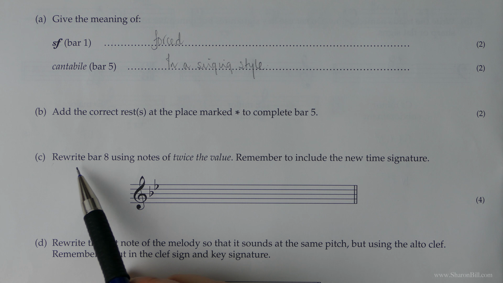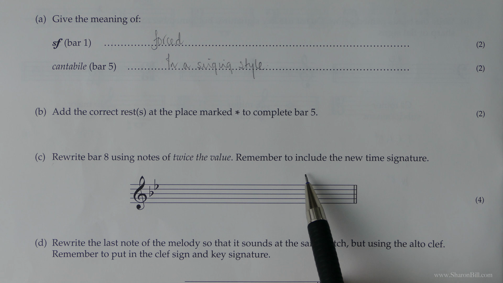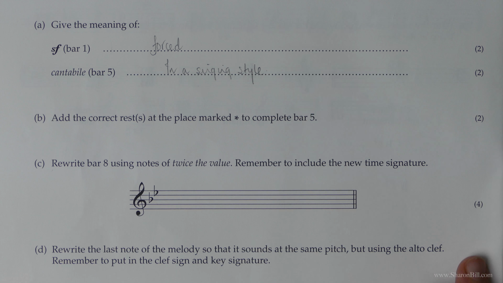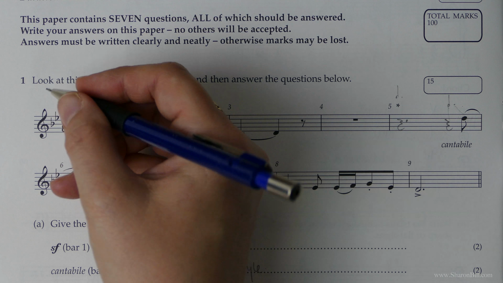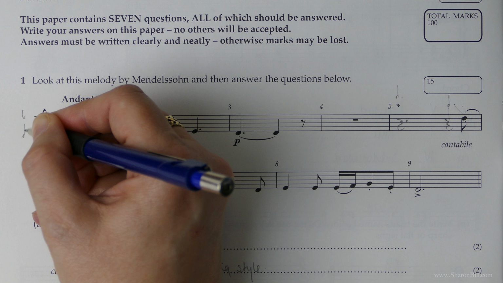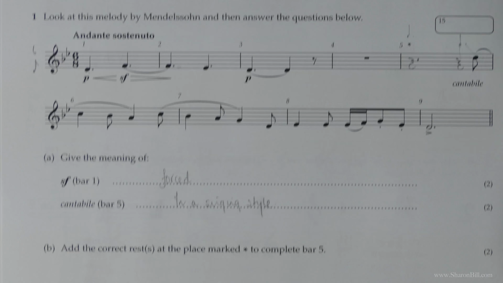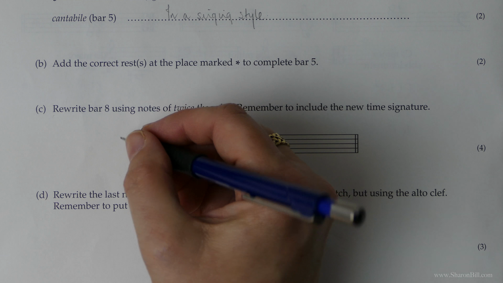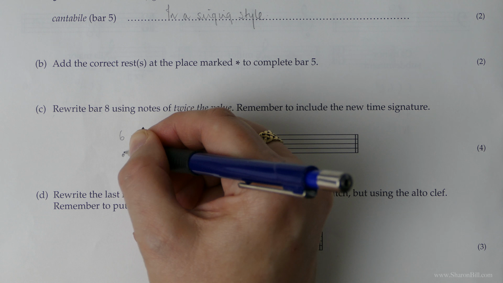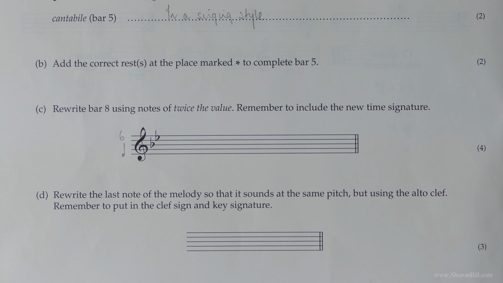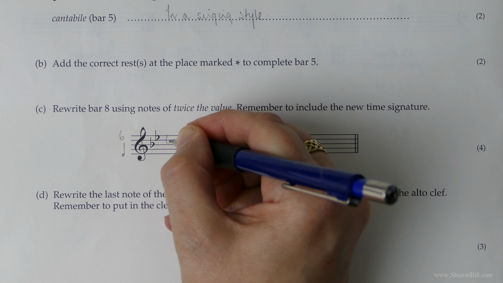1C asks us to rewrite bar 8 using notes of twice the value. Remember to include the new time signature. So our first time signature here is 6/8, which is 6 quaver beats or 6/8 notes per bar. And so now our new time signature, we don't change the top number, and so we still need 6 as our top number, but we're going to be counting double that. So we'll be counting crotchet beats or quarter notes. So our time signature that represents this is 6/4.